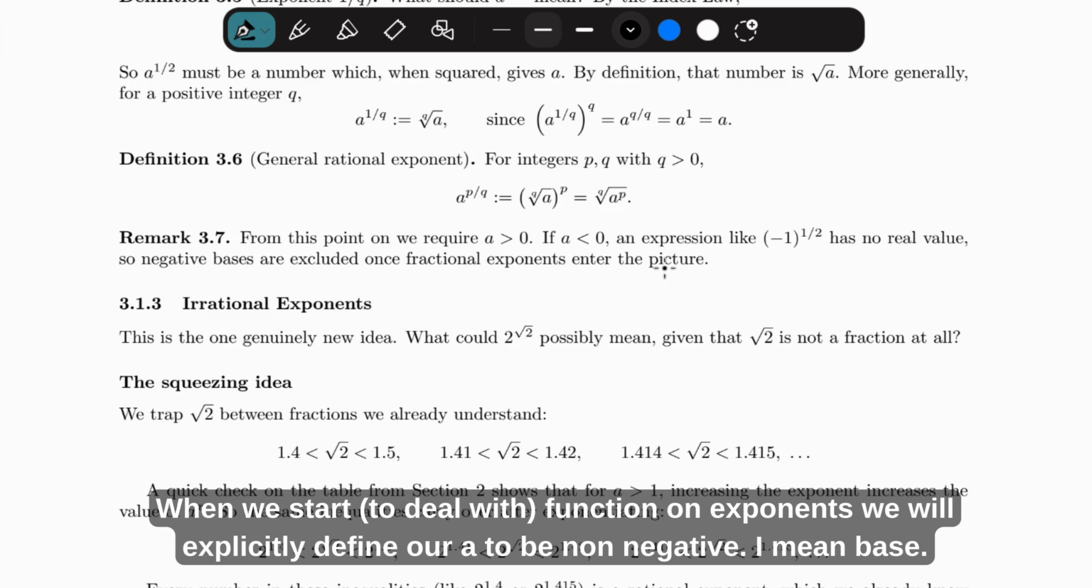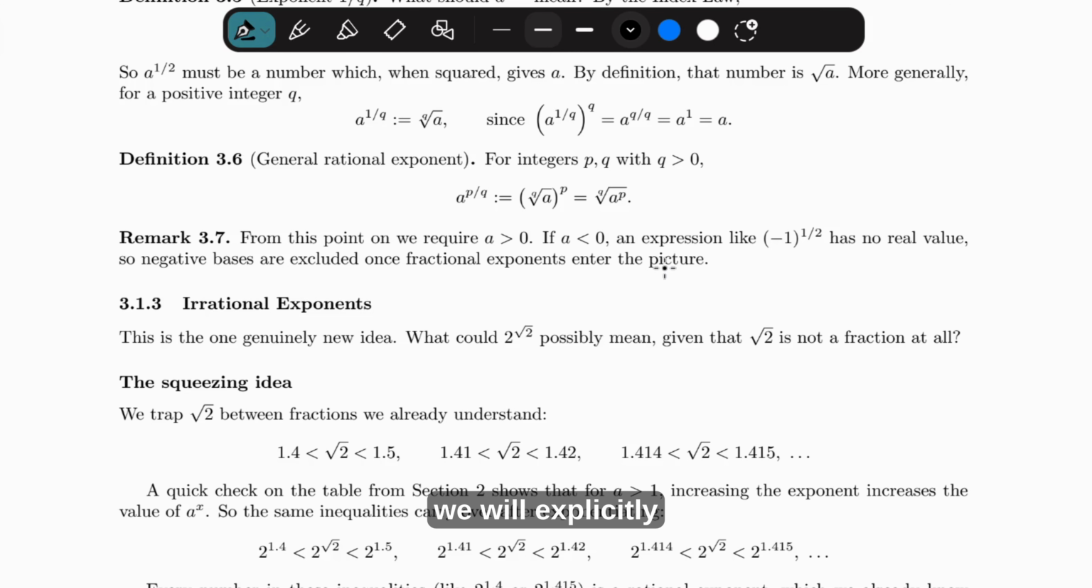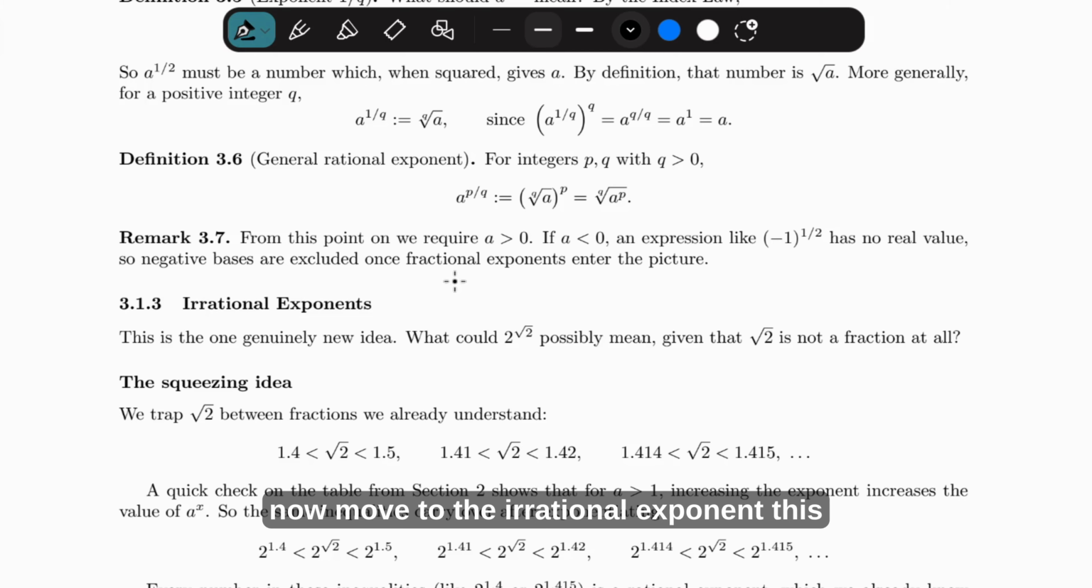When we study functions of exponents, we will explicitly define our a, I mean the base, to be non-negative. So now let's move to irrational exponents.